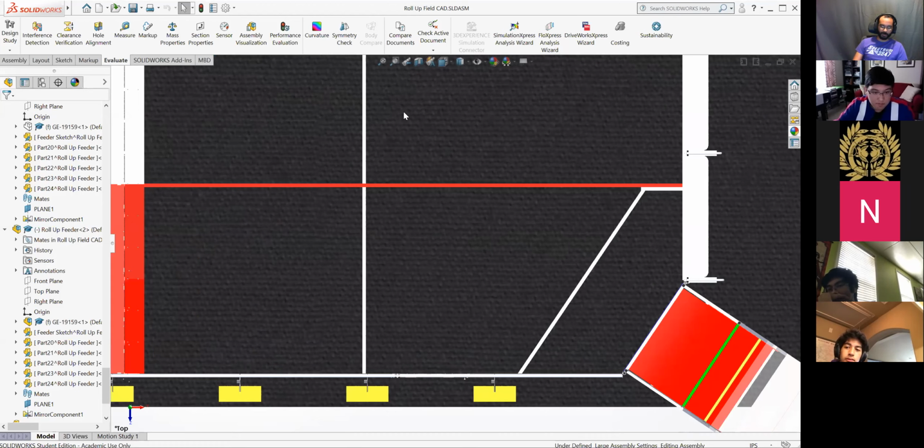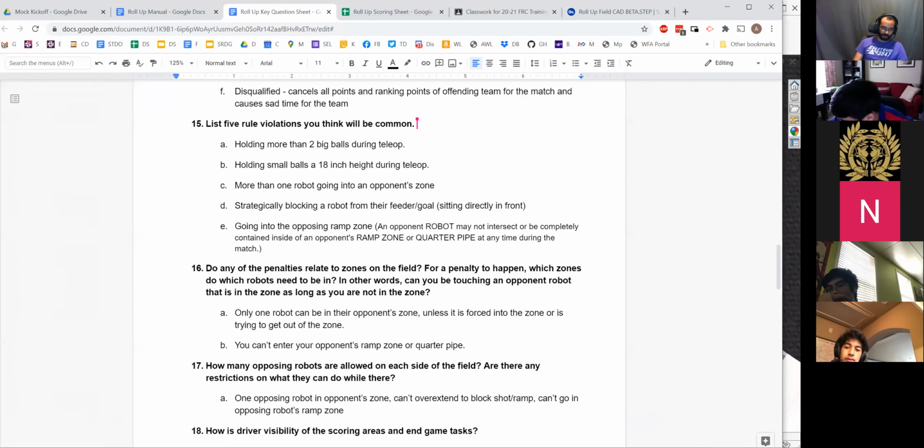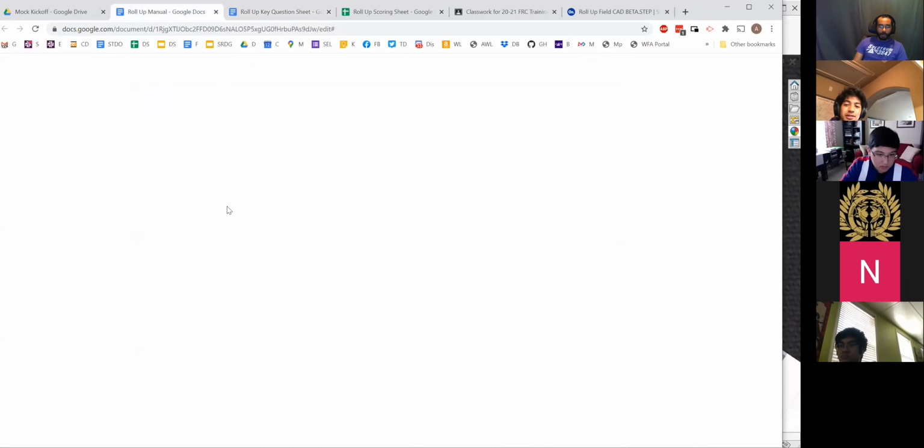Because if you're in the ramp zone at all and somebody tries to shoot, then you're already blocking them. So you have to avoid going into the ramp zone. You can come over here, you can be in this zone, but you have to be outside that white tape while trying to block other goals. Yeah, going into an opposing ramp zone is illegal. Even if you get pushed in, it's still a penalty.